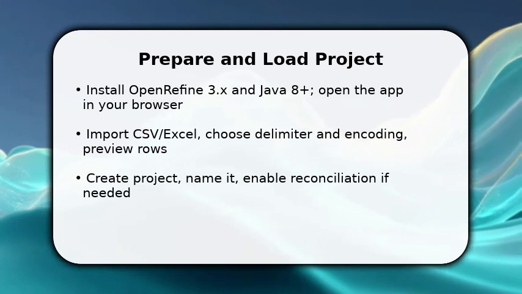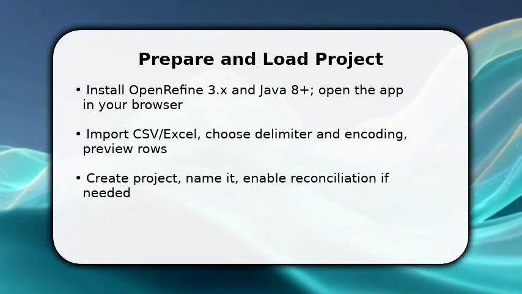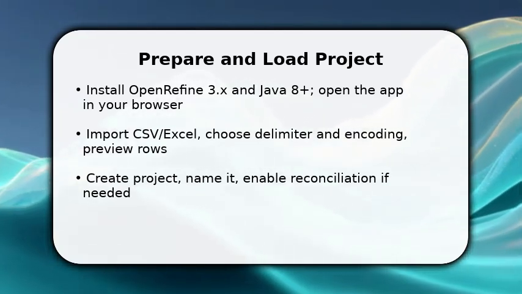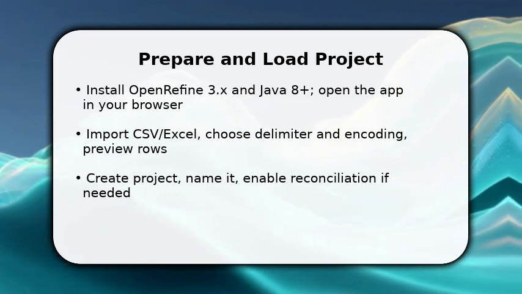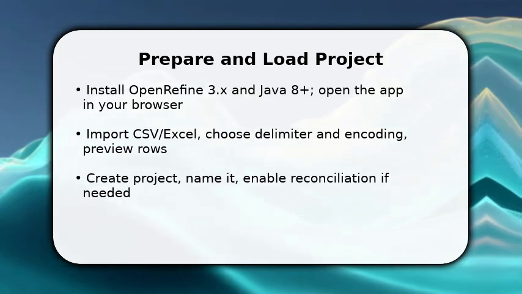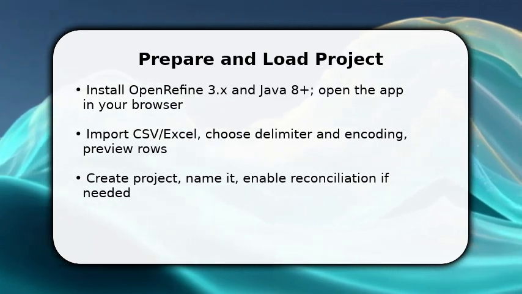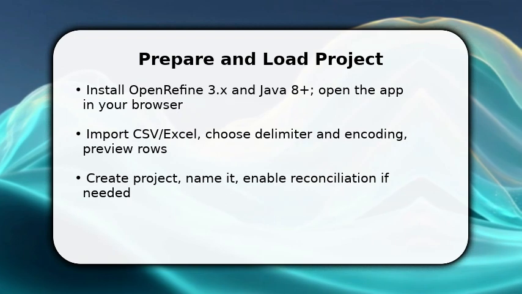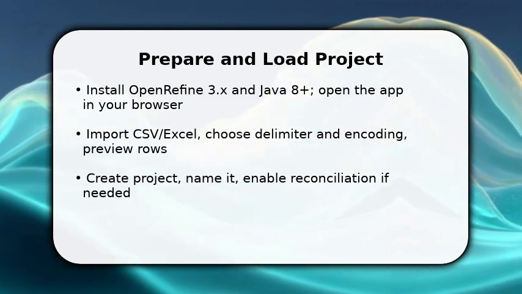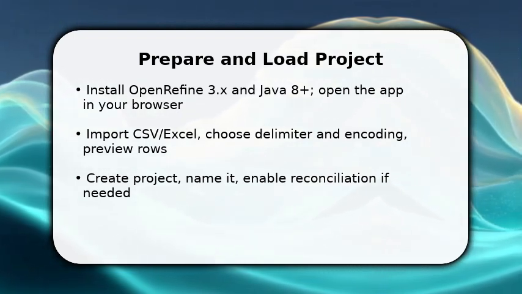You start by loading your data and making minimal but essential choices. First, import the CSV or Excel file and set encoding and delimiters so characters and columns align. Once done, create the project and give it a clear name. This preserves state and history. Make sure to enable reconciliation only if matching external ID.